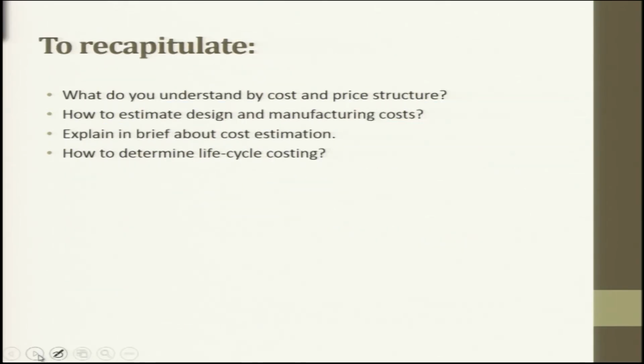So with this we have completed this presentation of life cycle costing and the costing on the rapid manufacturing parts. So what questions can you now address or understand from this presentation? You can answer, what do you understand by cost and price structure? This you now know. Then you can tell how to estimate design and manufacturing costs. You can talk about a model of cost estimation in rapid manufacturing. You can say how to determine life cycle costing or what are the various elements in this.